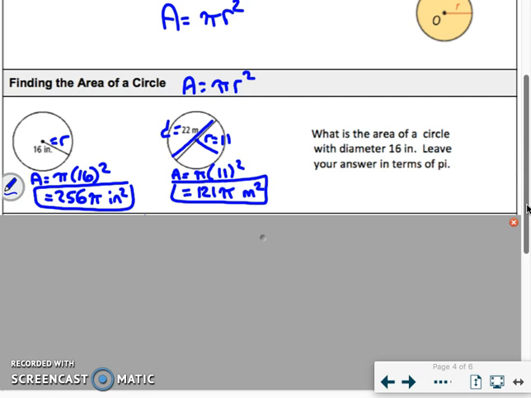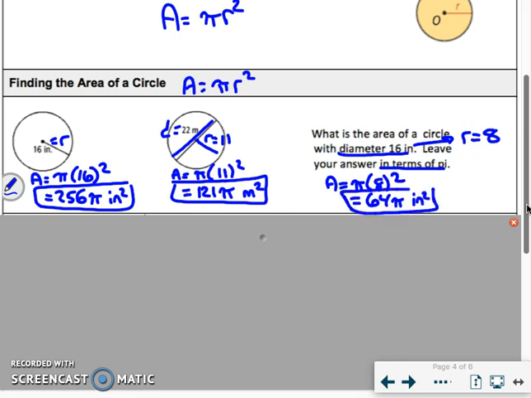All right, this one's in words. There's no picture, but that's all right. If the diameter is 16, that means that the radius is 8. They are saying leave it in terms of pi this time. So if r is 8, then we have pi times 8 squared, which means we have 64 pi square inches as our final answer for that. So that's how you find the area of an entire circle.